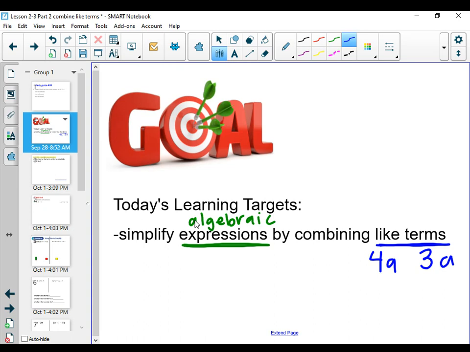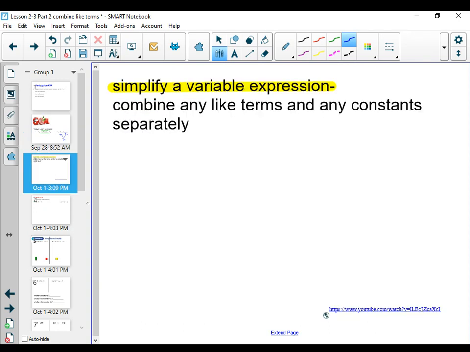If we thought of the A's as apples, your friend picks 4 apples and you pick 3 apples. So if we combine those, we have 7 apples or 7A. That is our goal, our mission for today. To simplify a variable, also known as algebraic expression. Combine any of the like terms and any of the constants, but make sure to keep them separate.